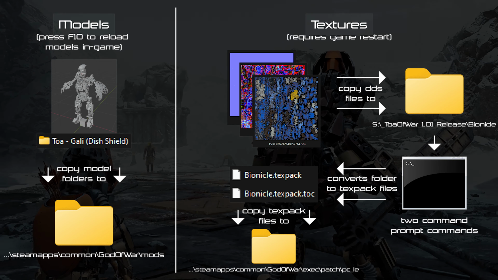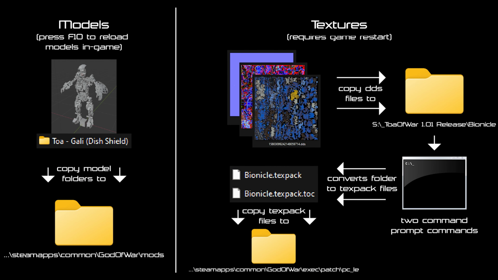When it comes to modding God of War, there are two types of assets we are replacing: models and textures. Model swaps are easy. We just find the folder with the model you would like and copy it to the mods folder in the God of War directory. Textures are more complicated. The method in which God of War mods work is that all the replacement textures are copied to a folder, in this case the BIONICLE folder, located in the Toa of War directory. Once you are happy with your selections, we run two commands in Command Prompt that will generate two TextPax files from the contents of that BIONICLE folder. We copy those TextPax files to a location in the God of War directory.